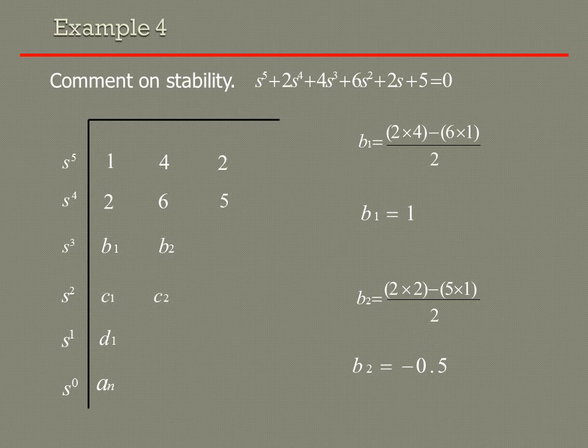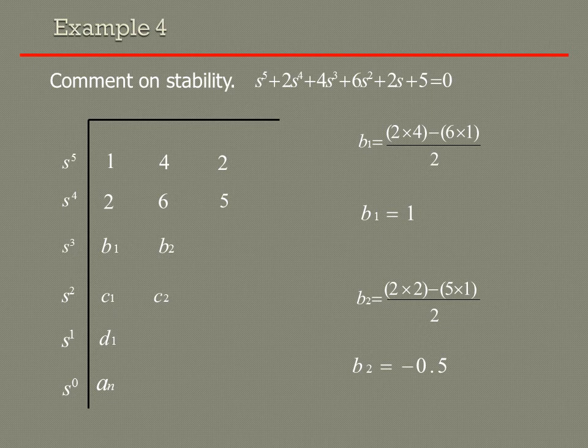Now write down the alternate coefficients starting from the left side of the equation, that is 1, 4, 2 in the first row and 2, 6, 5 in the second row. Then we will write the next rows as in the third row B1, B2, in the fourth row C1, C2, in the fifth row D1 and in the last row AN. So let us calculate these remaining coefficients.